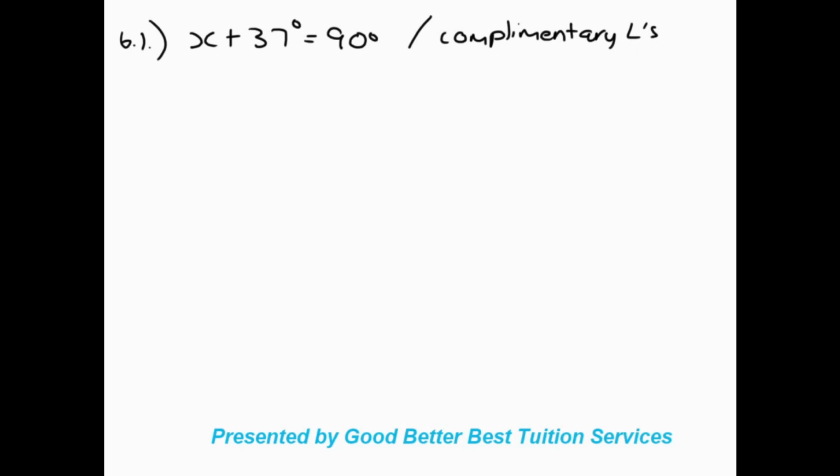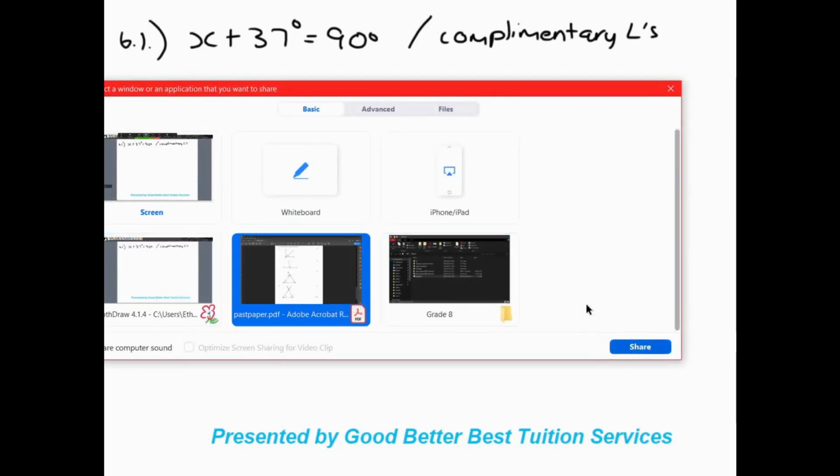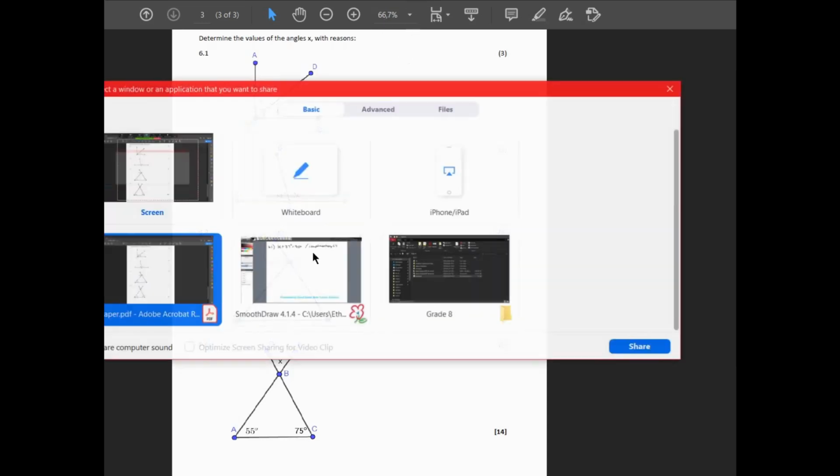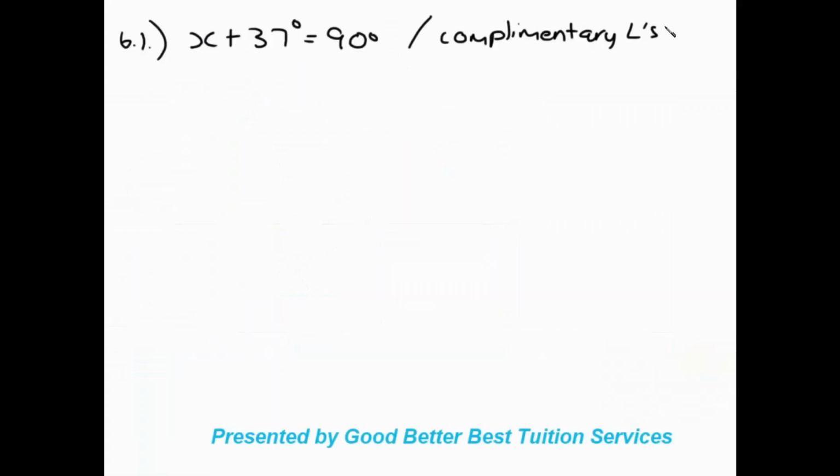And that is because, let me just go back to our diagram over here. We can see that AB is perpendicular to BC. That's given to us, okay? So we can say AB is perpendicular to BC. Cool. So now we can go ahead and work out the value of x. We say x is equal to 90 degrees minus 37 degrees, which is going to give me a final answer of 53 degrees for 6.1.